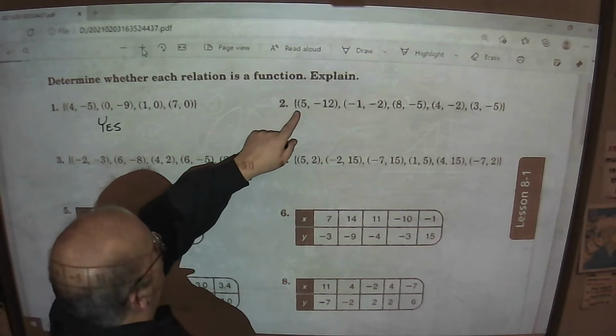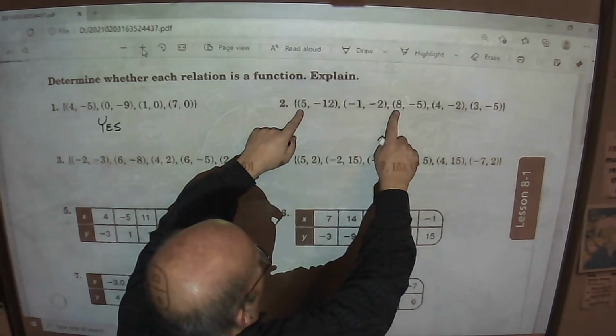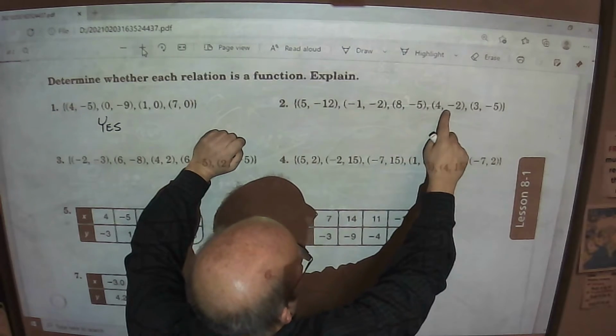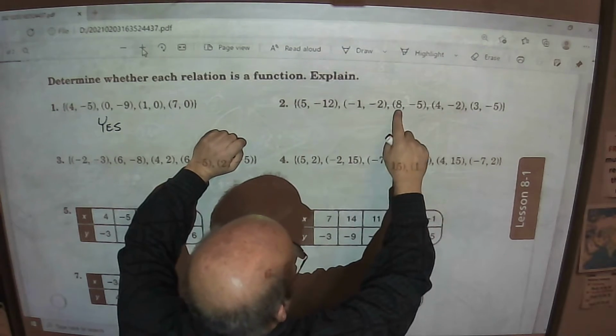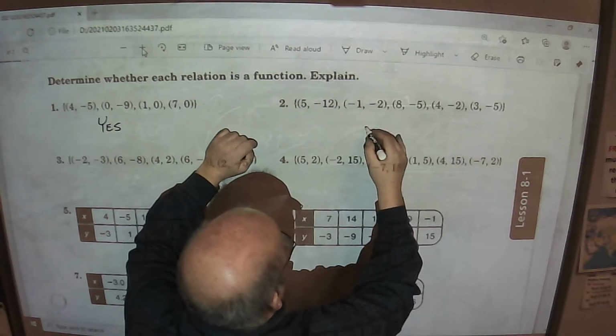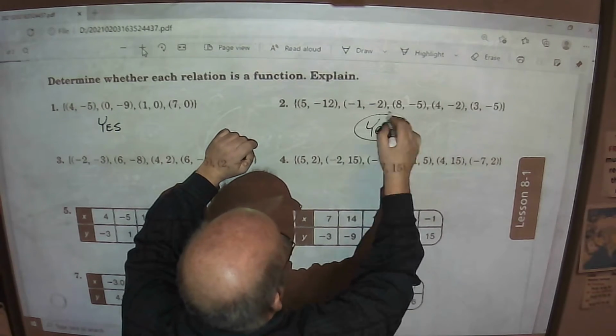Let's go over here. I got 5, -1, 8, 4, and 3. Do I have any repeat x values here? 5, -1, 8, 4, and 3. Nope, I don't. Is this a function? Yes, it is a function.